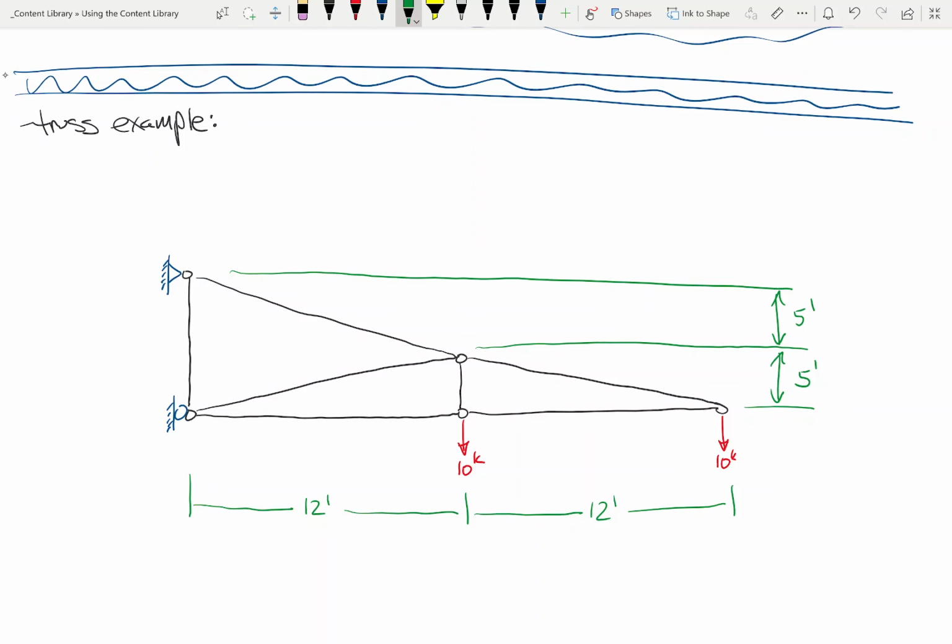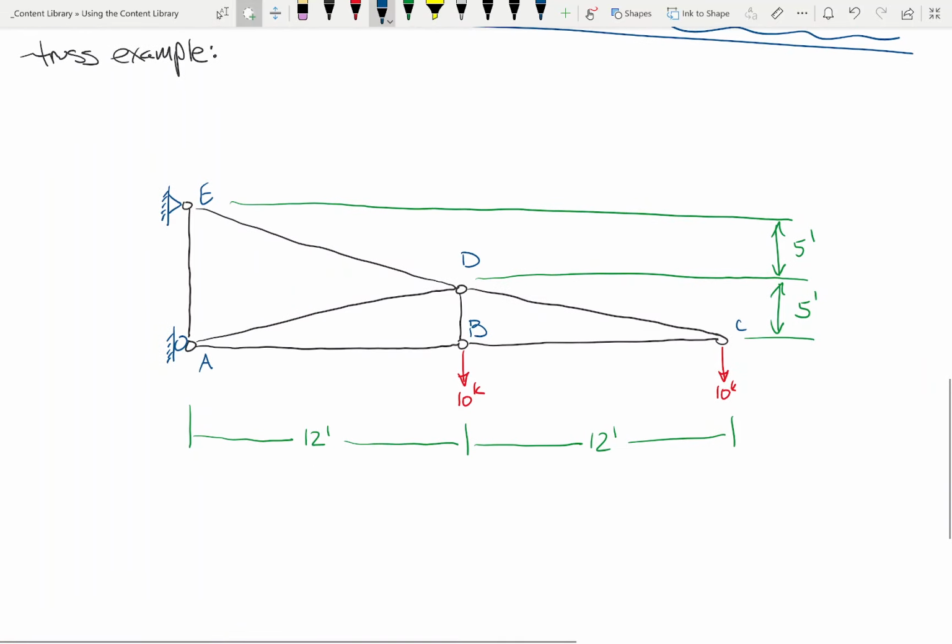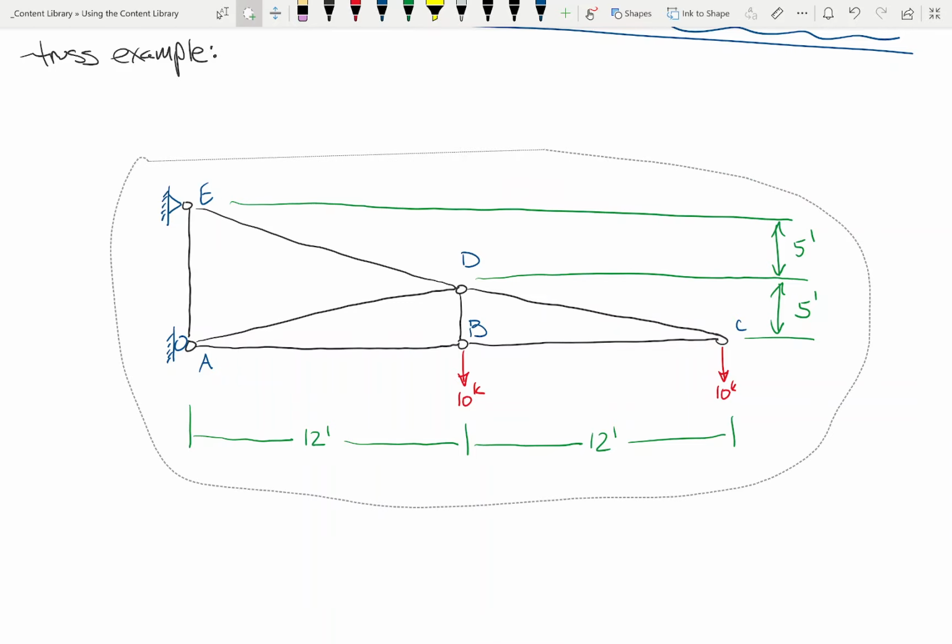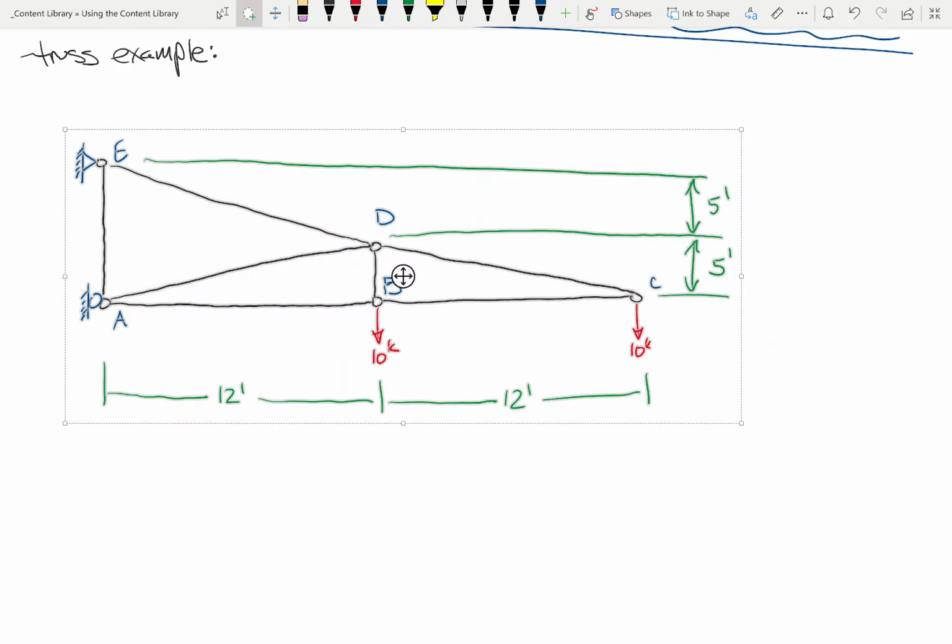And then I need some joint labels. So let's go with A, B, C, D, E. Then I'm going to scooch this over just a little bit so that I can do some analysis. Okay, a couple things. Everybody with me so far? Everybody can sort of get the structure?